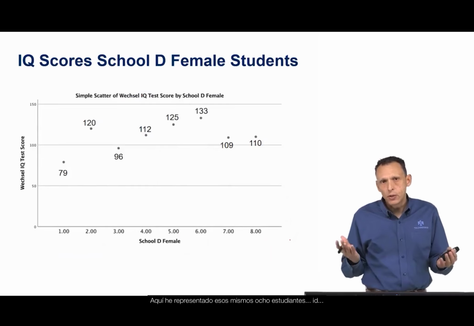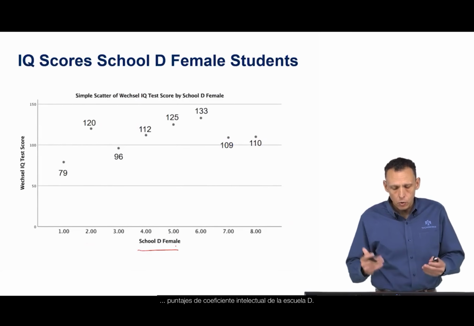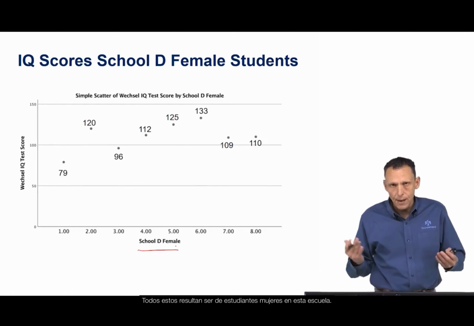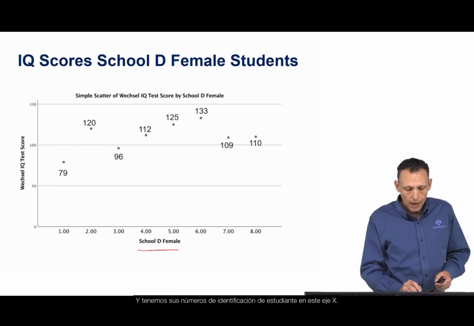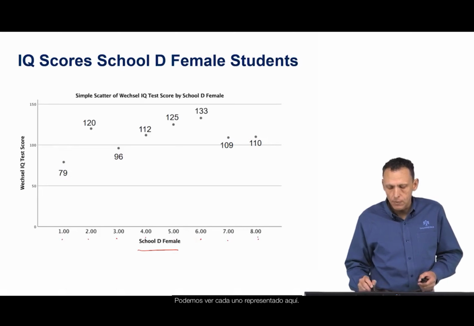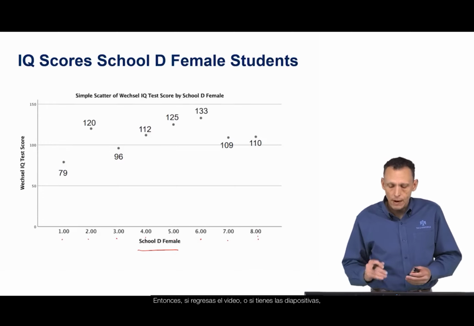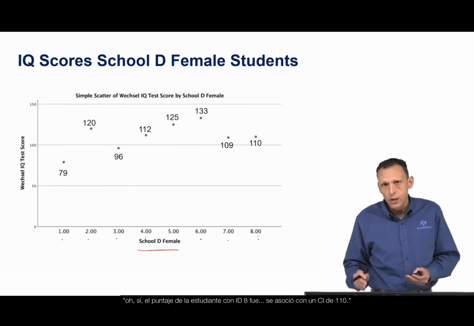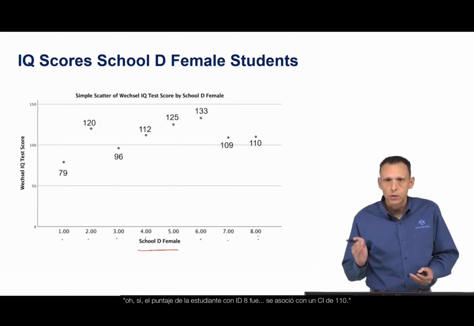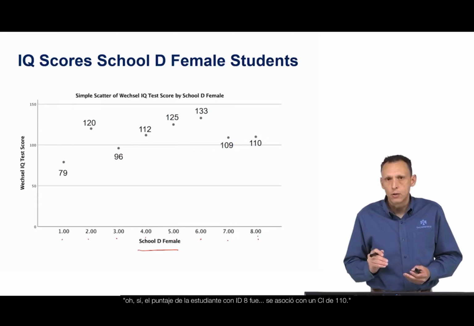Here I've represented those same 8 student IQ scores from school D. These all happen to be female students at this school. And we have their student ID numbers across this x-axis. We can see each of them represented here. So this is literally student 8's IQ score of 110. So if you rewind the video or if you have the slides, you can check and you can see, oh yes, student 8's ID was associated with an IQ score of 110.